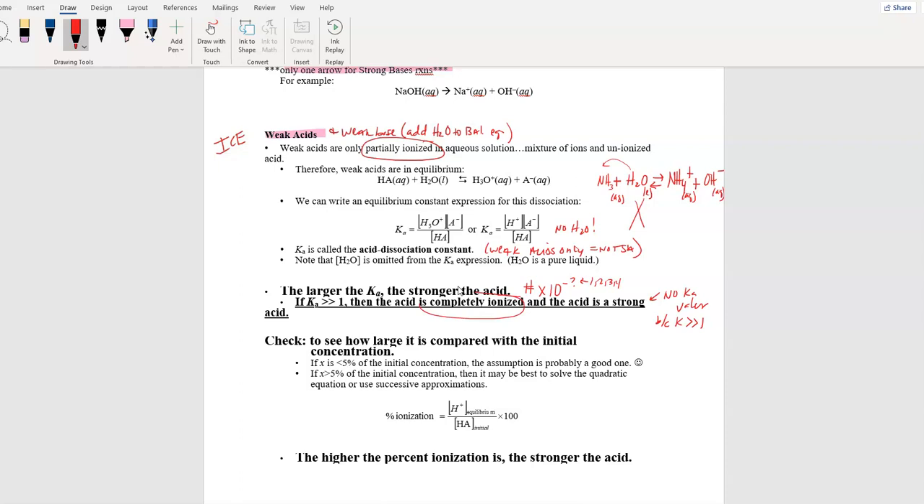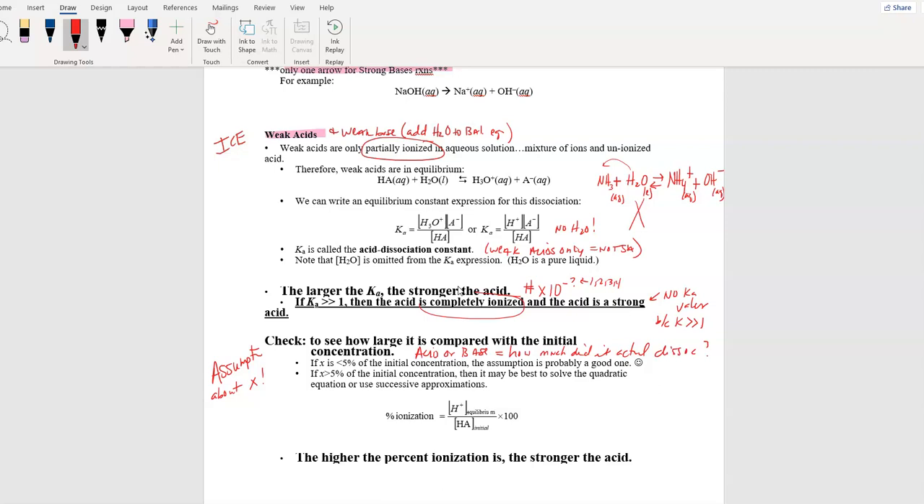When we did our ICE, there was a way that we could make an assumption about X. So that way we can get rid of one of the X's in our equation. So to see how large it is compared to the initial concentration, we're basically trying to figure out if the acid or base, how much did it actually dissociate?